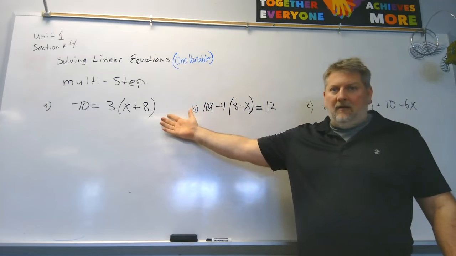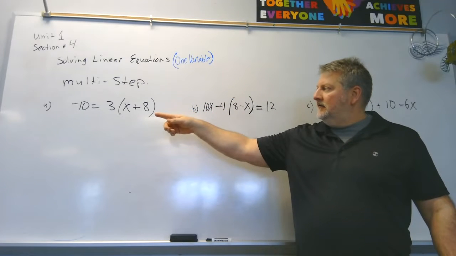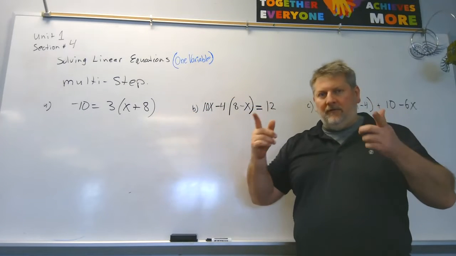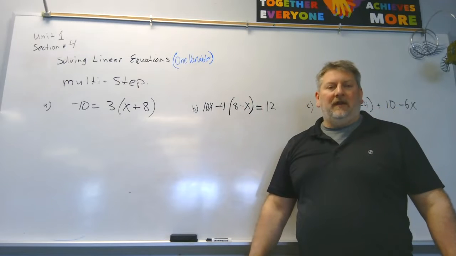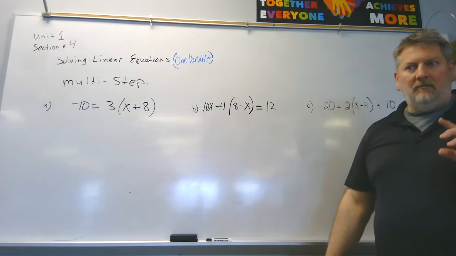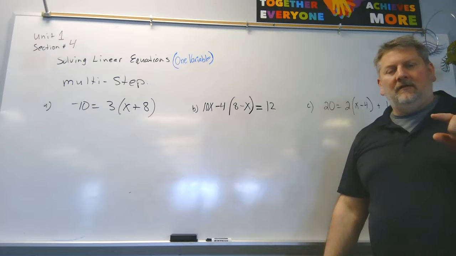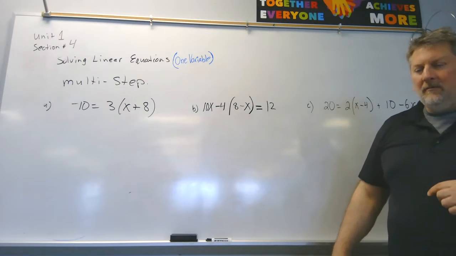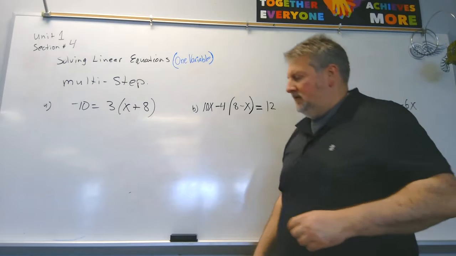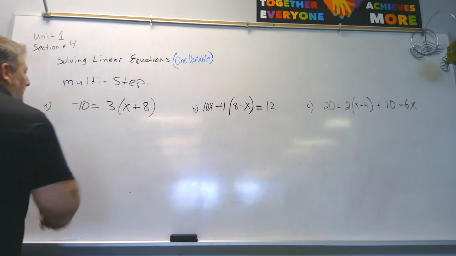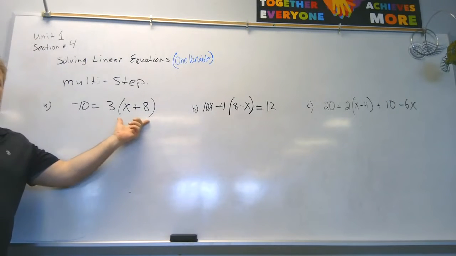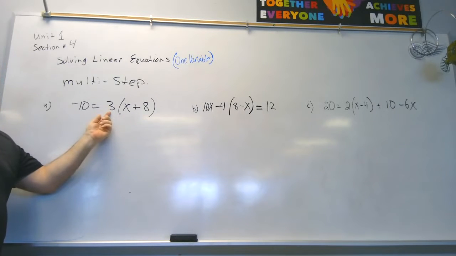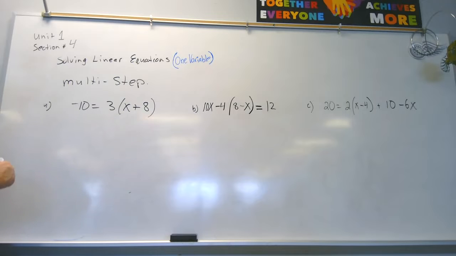I'll give you a moment to copy A down. -10 equals 3, parentheses, x plus 8. Again, the reason why they're called multi-step is because there's more than 2 steps in order to solve the equation for the variable x. Notice parentheses, and again, going back to a prior lesson, we have to distribute the 3 to everything inside.